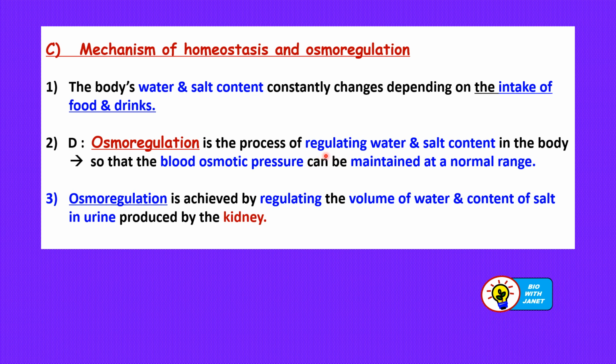So osmoregulation is the process of regulating the water and salt content in the body. Now the salt here, for example, is sodium chloride. Sodium chloride is a salt that we constantly eat. This can affect our blood osmotic pressure. If we eat a lot of salt, it will increase our blood osmotic pressure, so the blood osmotic pressure must be maintained at the normal range so that the cells can function optimally. So osmoregulation is achieved by regulating the volume of water and the content of salt in the urine produced by the kidney. The body will adjust the volume of water and the salt content in the urine that's produced by the kidney to ensure that the blood osmotic pressure is controlled and in the normal range.